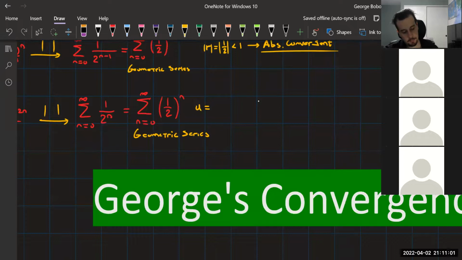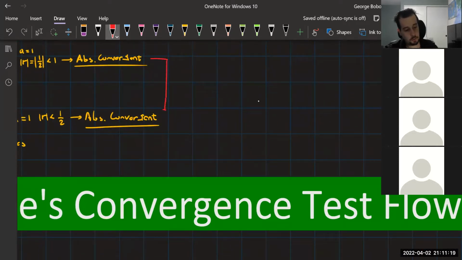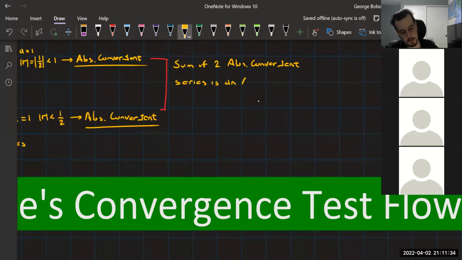A is 1. The absolute value of R is less than 1/2. Therefore, it absolutely converges. Okay, so if you have the sum of two absolutely convergent series, the sum of two absolutely convergent series is an absolutely convergent series.